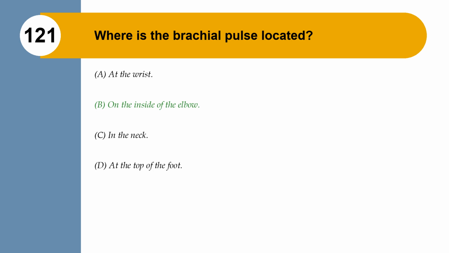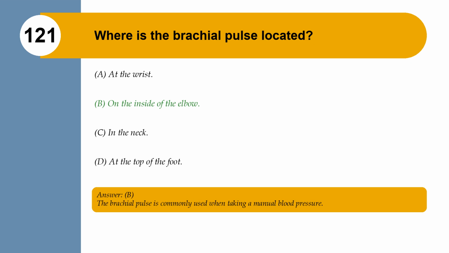The correct answer is option B, on the inside of the elbow. Explanation. The brachial pulse is commonly used when taking a manual blood pressure.